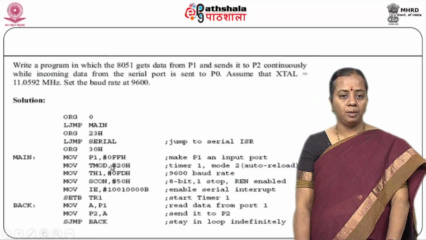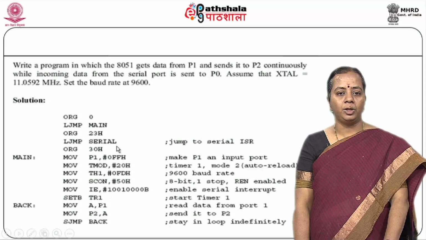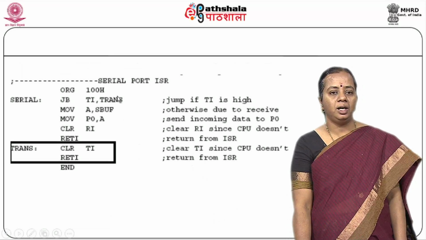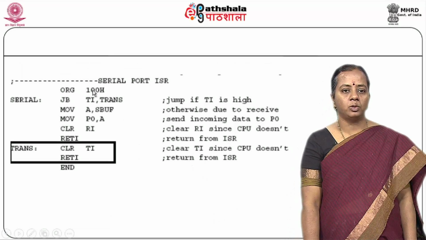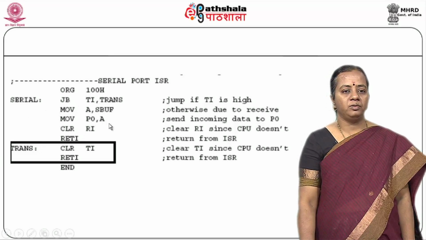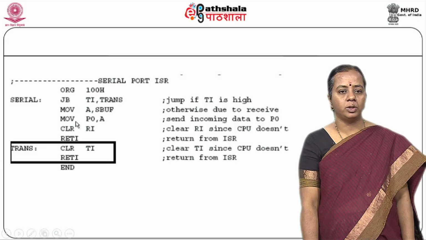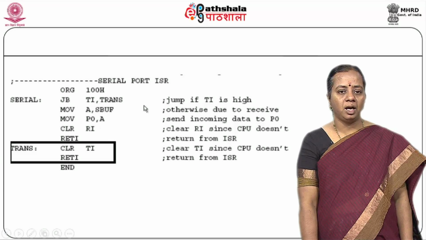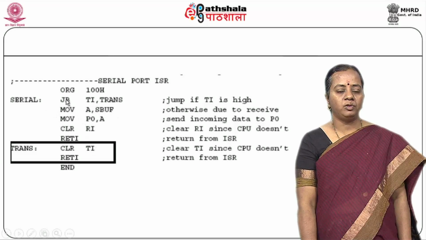The main part is the serial communication interrupt service routine. Here the serial communication interrupt service routine is written at address 0023H. What we have written at this particular address, the service routine, starts there. First we will be checking whether it is TI or RI, as we know that we have only one interrupt, and it may be either TI or RI. So, we need to check whether it is TI or RI. So, we have JB TI, trans.